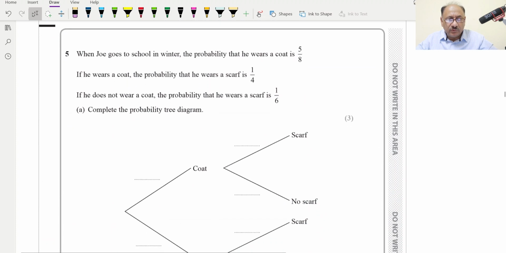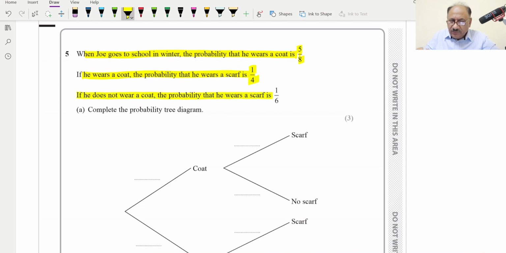Now we can move to question number 5. Question number 5 is a probability question, and they're saying Joy goes to school in winter. The probability that he wears a coat is 5 by 8, and if he wears a coat, the probability that he wears a scarf is 1 by 4. If he does not wear a coat, the probability that he wears a scarf is 1 by 6. Complete the probability tree diagram.